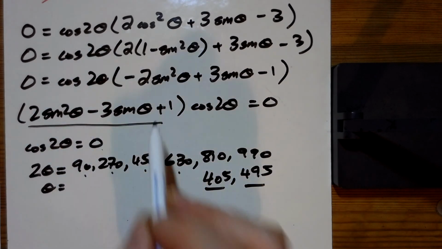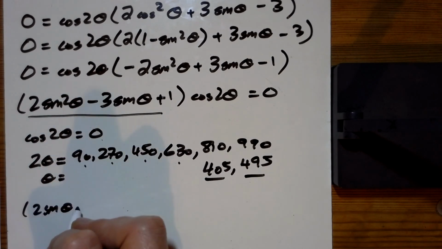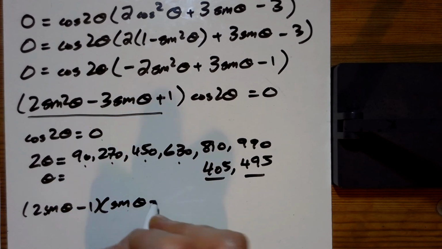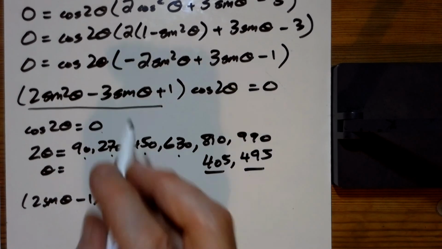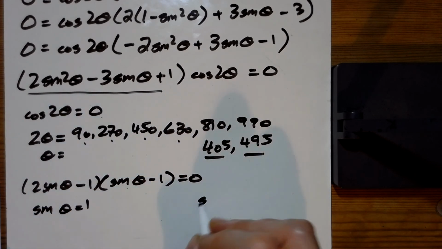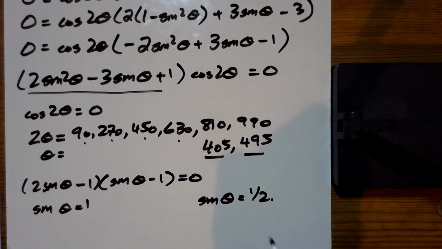Now the other bit is solving this quadratic. So that quadratic gives me 2 sine theta minus 1 and sine theta minus 1. You tap that into your calculator and get the 2 answers for this. So it's giving me sine theta equals 1 or sine theta equals a half. Inverse sine of those, and you can find your answers from there.